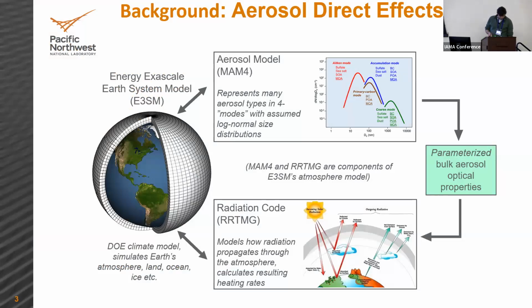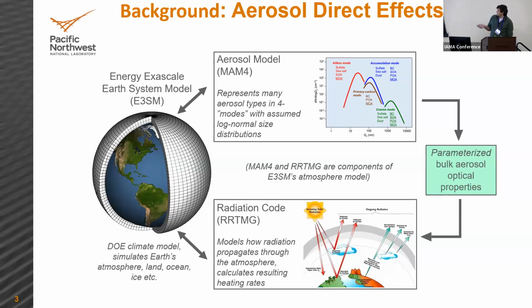So this slide kind of diagrams where this parameterization sits within the model. Yeah, we're working with E3SM. This diagram is just a diagram showing an atmosphere grid. This is not actually E3SM's grid. But E3SM's atmosphere model uses the MAM aerosol module to represent aerosol populations, and it uses RRTMG as its radiation code.